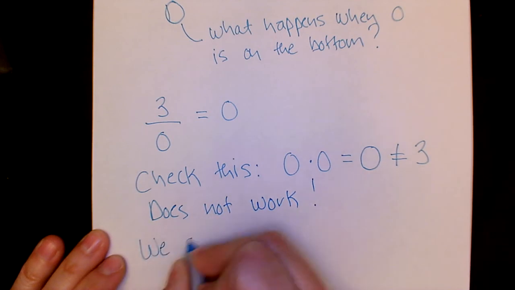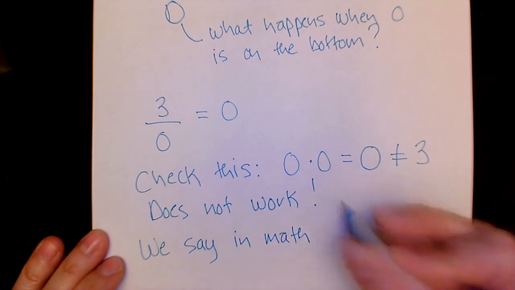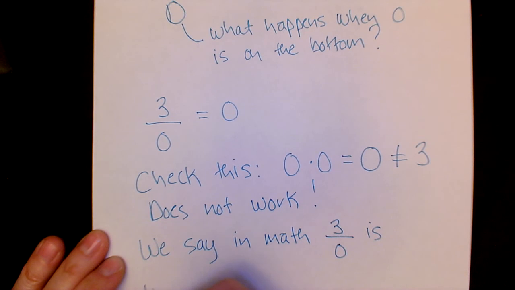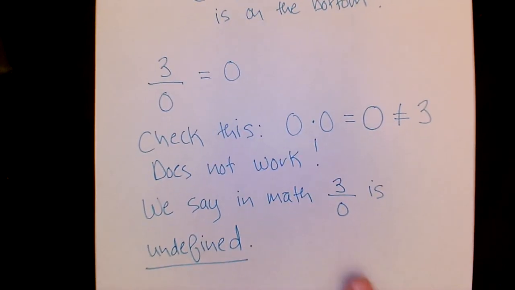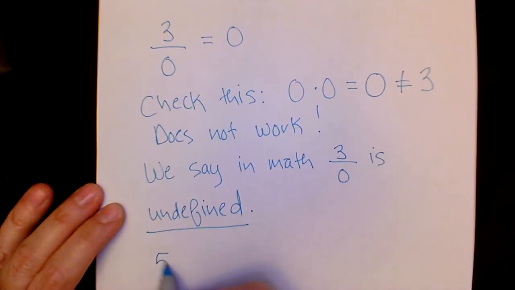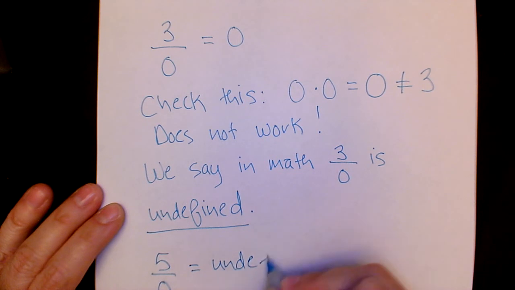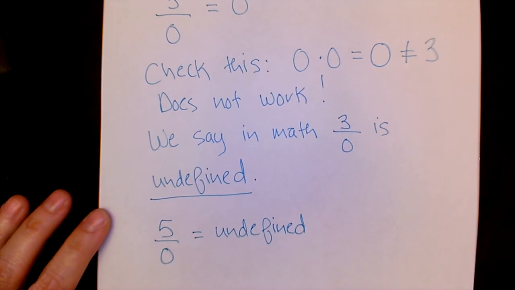So we say in math, "3 divided by 0 is undefined." We can't do it. So you'll see in the homework, undefined, if they give you a problem, 4 divided by 0, or 5 divided by 0, or 10 divided by 0, we just say it's undefined. We can't do it.